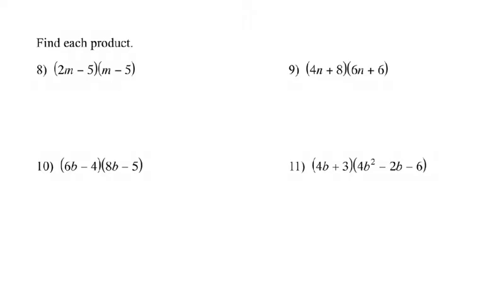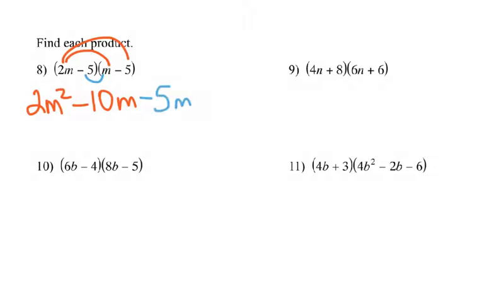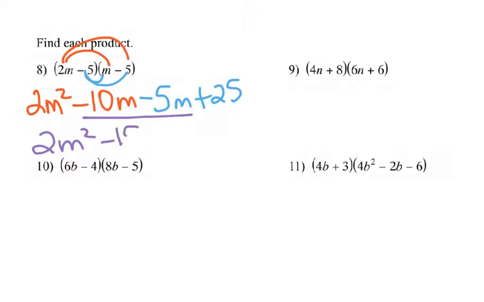Okay, the next part, find each product. So what I'm going to do is multiply by distributing, so the distributive property. So I'm going to take 2m times m, so 2m squared, 2m times negative 5, negative 5 times m, and negative 5 times negative 5. Then I combine my like terms, so these are my like terms right there. So I'm going to have 2m squared minus 15m plus 25, and I'm done.